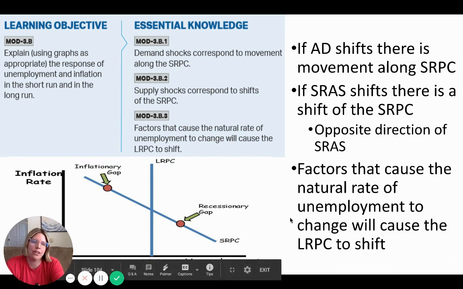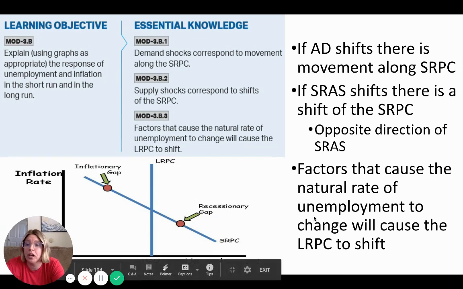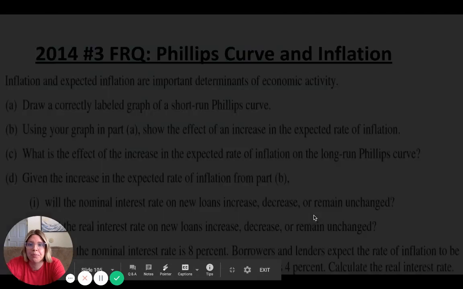And remember that factors that cause the natural rate of unemployment to change could shift the LRPC. So students always ask me, can the LRPC shift? Yes, but it's super rare, because basically it would have to be something that changed the natural rate of unemployment or the factors that affect that, which technically can change, but it's not very common that we use that in this class. Most of the times, we're just shifting the SRPC or moving along the SRPC.